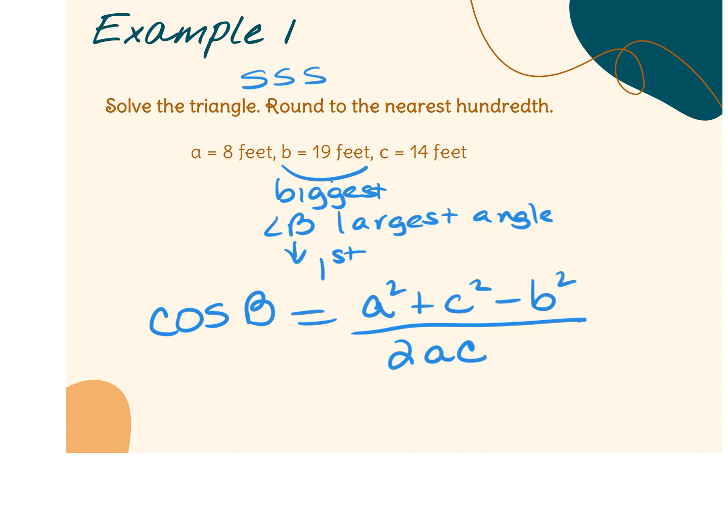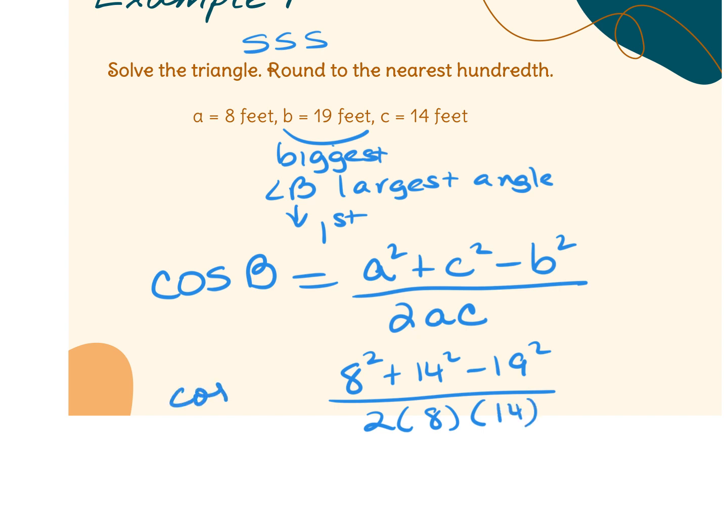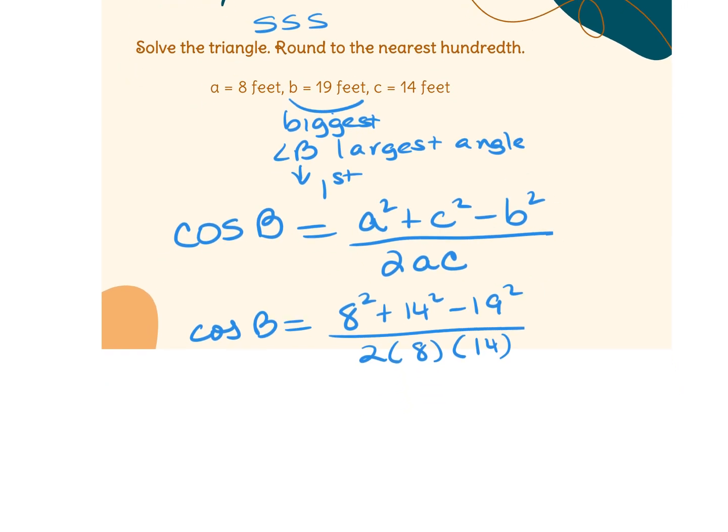Remember, when we're looking for an angle measure, we do the inverse. So I'm going to fill this in. My A was 8. My C is 14. My B is 19. And then in the denominator, 2 times A times C. And this is cosine B equals. So now I need to figure out what all this is. You don't necessarily have to show me that it's 64 plus 196 minus 361. If you like to do all this, you can. And then you would get 224.